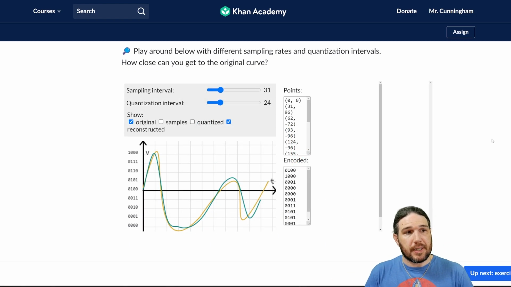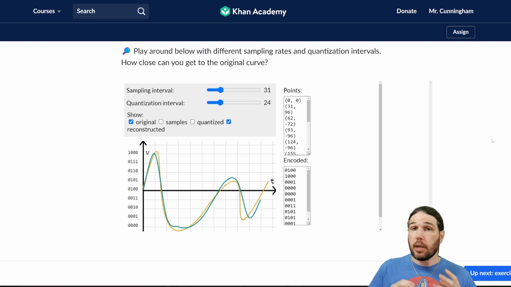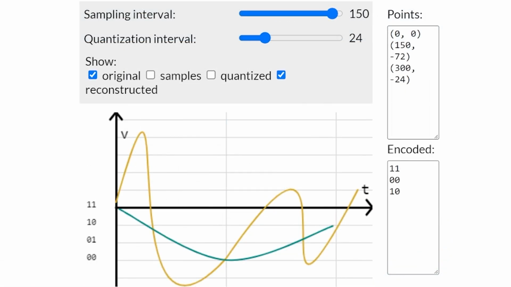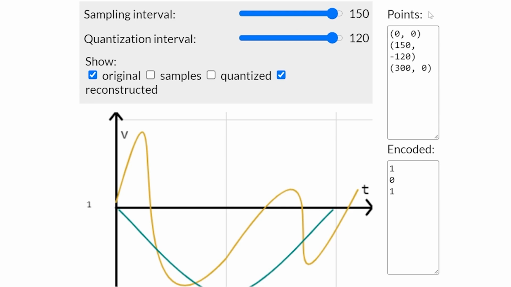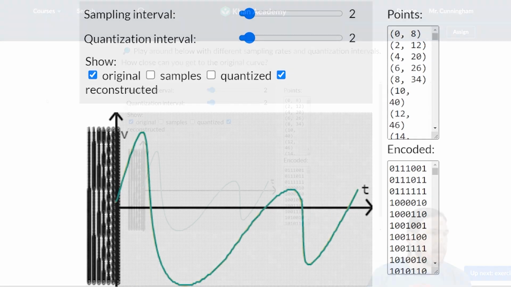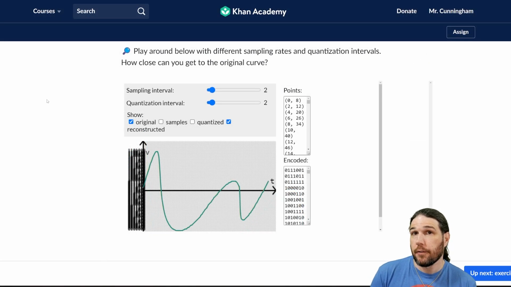Play around with the different sampling rates and quantization intervals. How close can you get to the original curve? Well, I know how to get really far away from the original curve, and that's to take these intervals and make them really big. See how now it's only got one curve instead of a whole bunch of them? And if I take the quantization interval and go all the way up, now it does not look anything at all the same. So to get as close as possible, we want to take these two and make them as small as possible. As you can see, when we take the two intervals down to the smallest we possibly can, we get two curves that are basically indistinguishable.